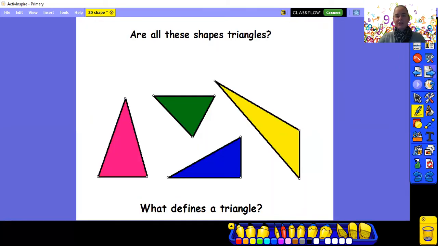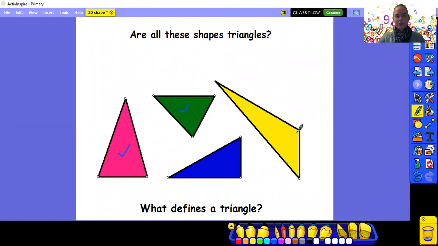Okay, let's go back then. Let's have a look at these shapes then. Have they got 3 sides and 3 vertices? Let's check this one. 1, 2, 3 sides. 1, 2, 3 vertices. Tick. Let's have a look at this one. 1, 2, 3 sides. 1, 2, 3 vertices. Tick.